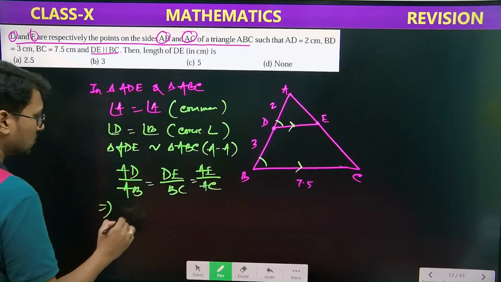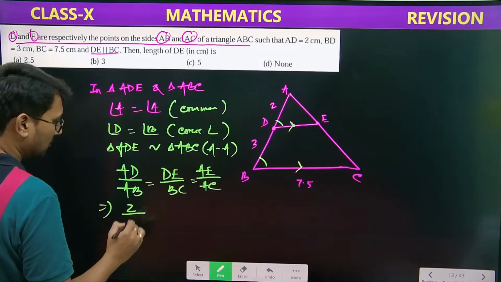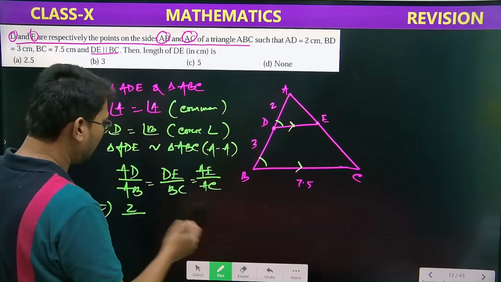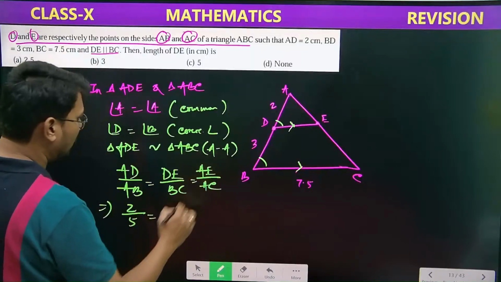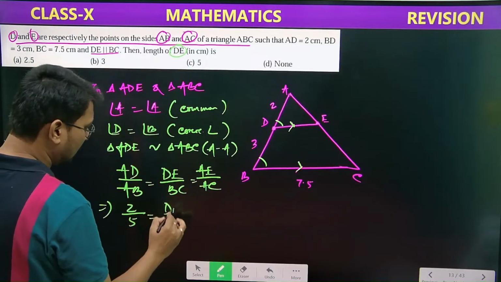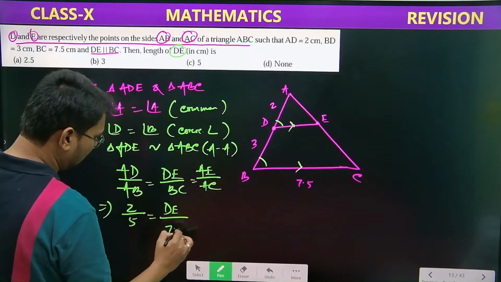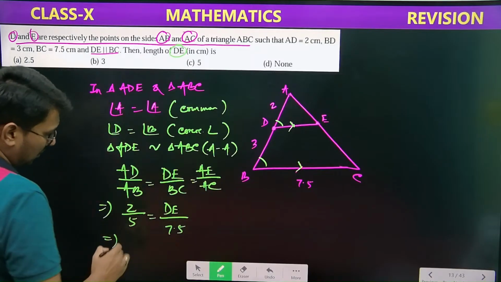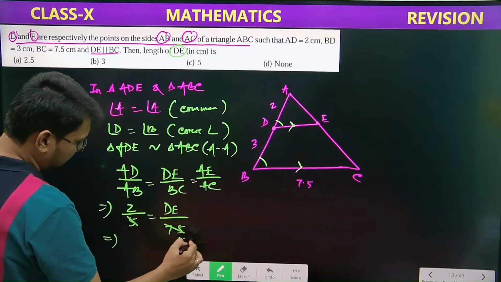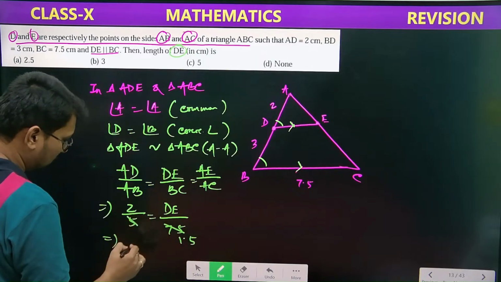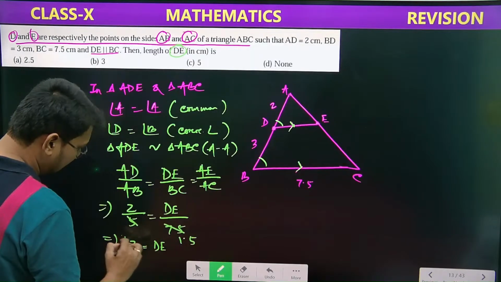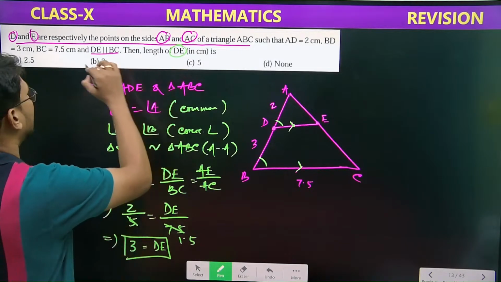Hence, we will use AD value 2 by AB. AB क्या है बच्चों? ये 2, 3. AB is 5, equals DE, the value the question is asking. Hence, DE by BC. BC is 7.5. So if I cancel 5 with 7.5, you get 1.5. 1.5 into 2 is 3. So DE is 3 centimeter. D, 3 centimeter, is the right answer.